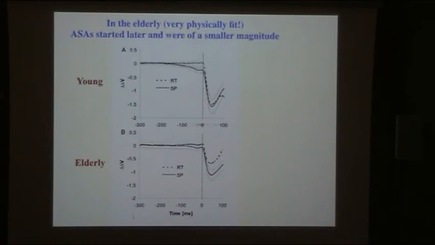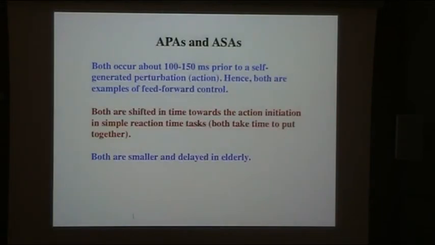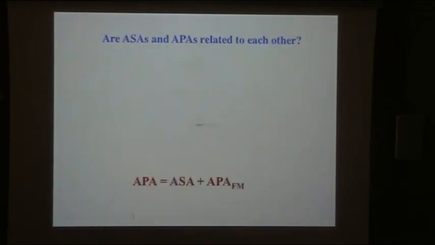This, by the way, is very similar to what is observed with anticipatory postural adjustment. So when you compare the two, you find out that there are some similarities. I mean, anticipatory postural adjustments occur 100-150 milliseconds before action. Anticipatory synergy adjustment comes a bit earlier, like 100 milliseconds earlier. But both are shifted in time towards action initiation when you ask people to do a simple reaction time to a sound signal, and both are decreased in elderly. So kind of too many coincidences, so we decided to explore the relations between the two.